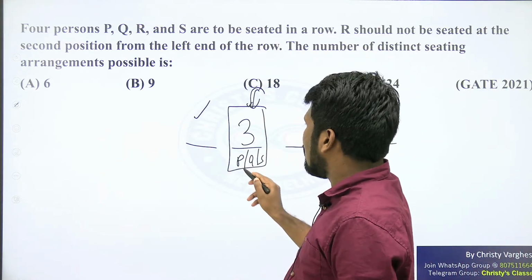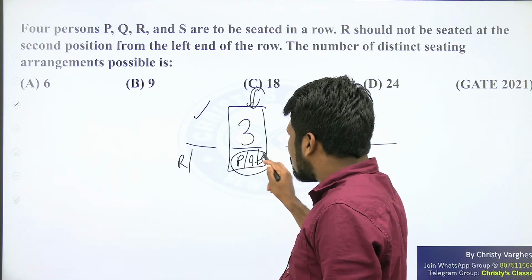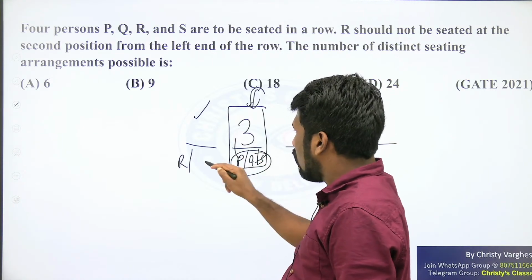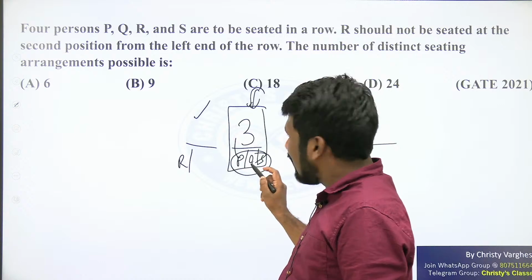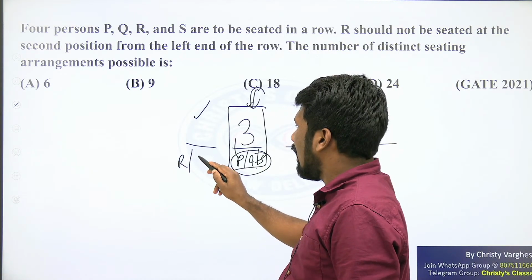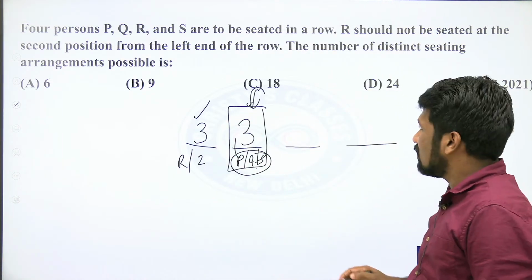So anyway, if a person is sitting here, then think about the leftmost position, the first position from the left. That can be filled with either R or the remaining person who is not sitting here. Among P, Q, S, if P is sitting here, Q or S can come here, or any 2 of the remaining people. So there are R and 2 more people. So there are 3 ways of filling this now.